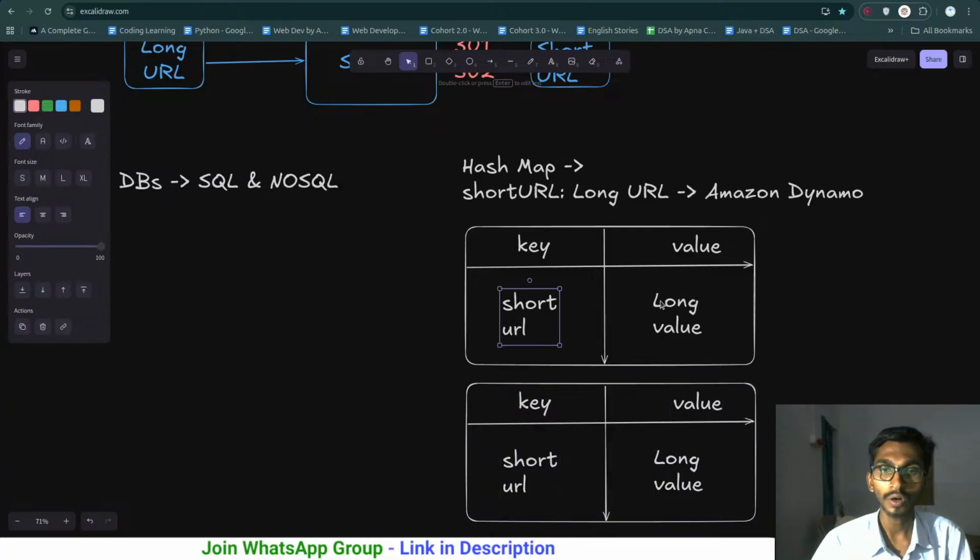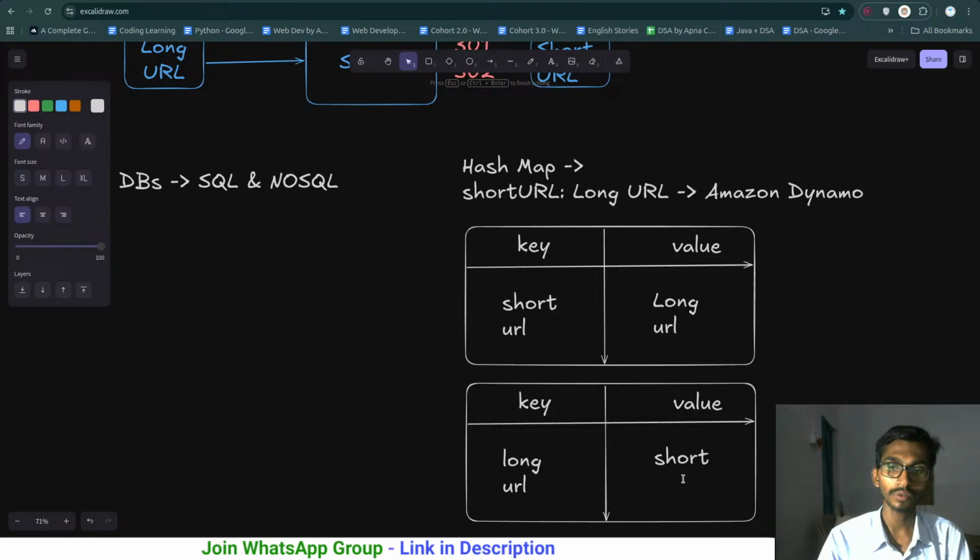One will have a short URL mapped to long URL, and the second one will have long URL mapped to short URL. Now why it is needed, I'm going to talk about it. So a long URL will be mapped to short URL.